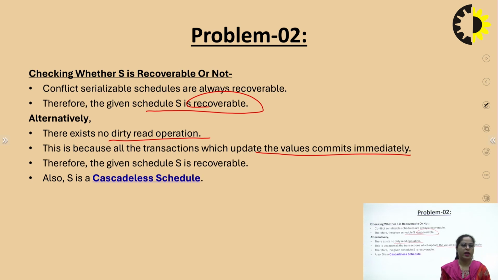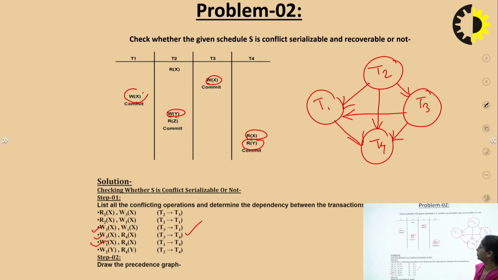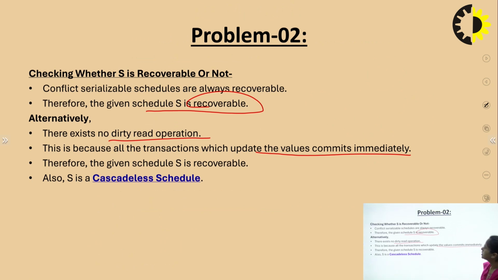Okay, the values updated in the transactions are committed immediately, so there are no dirty read operations. The given schedule S is recoverable, and S is also a cascadeless schedule, because every transaction is committed after updating its value. So it is a cascadeless schedule.